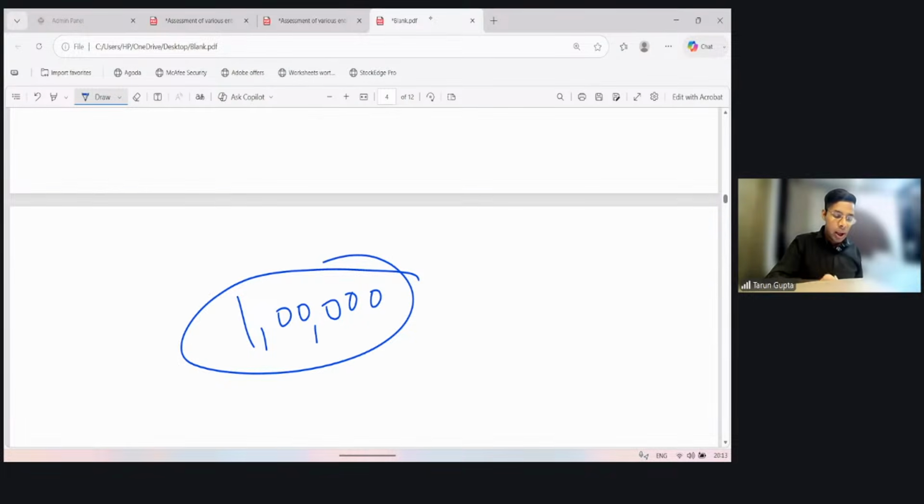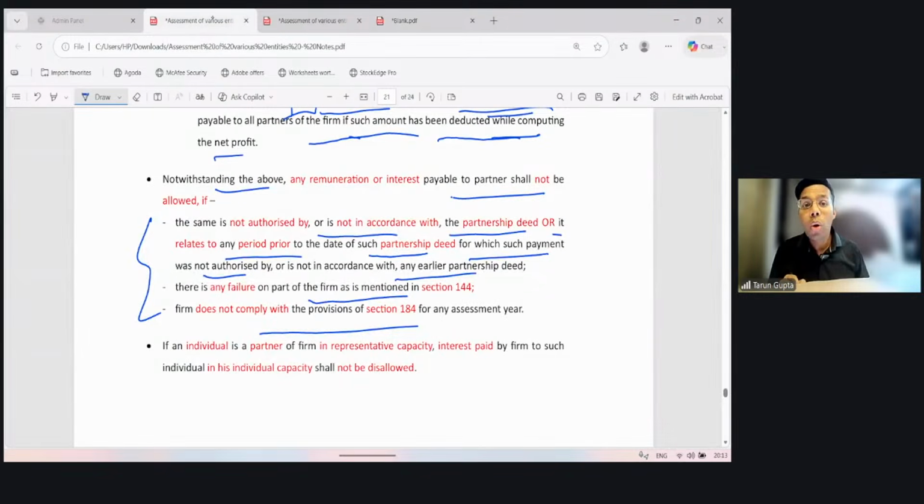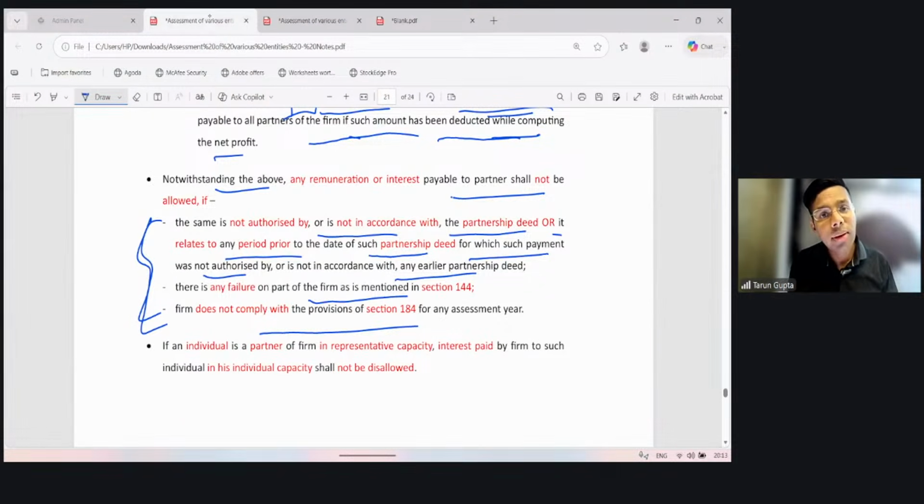Similarly, if the salary or interest is not allowed on account of these three or four non-compliances, then to the extent this is not allowed, this is not taxable in the hands of the partner as well.